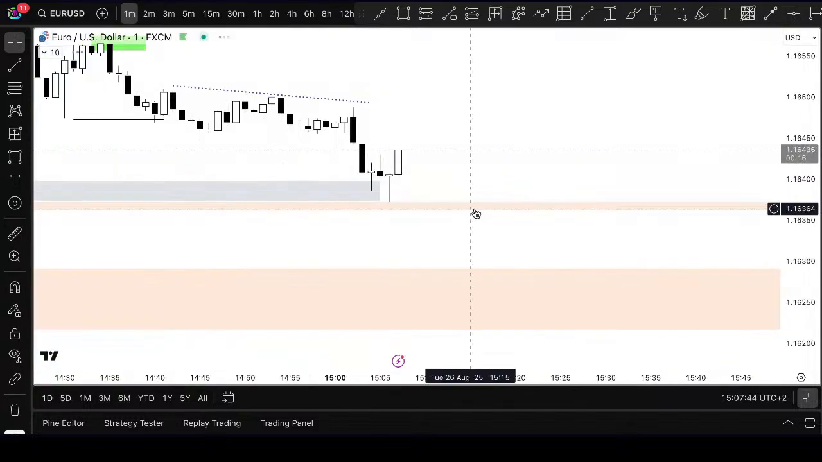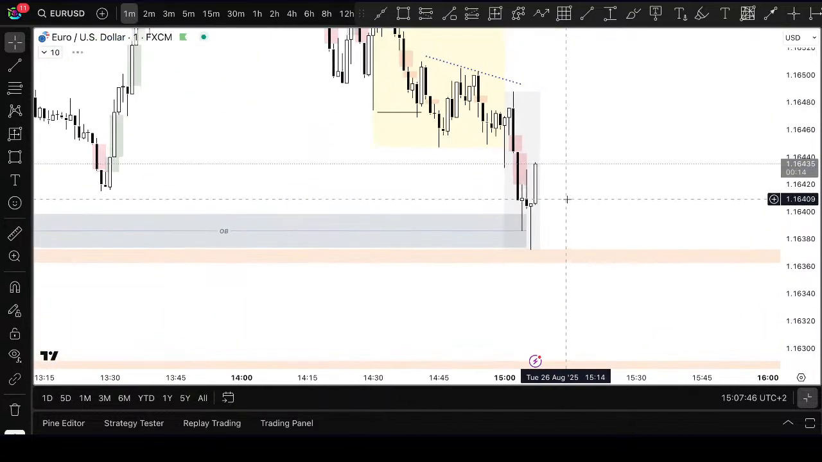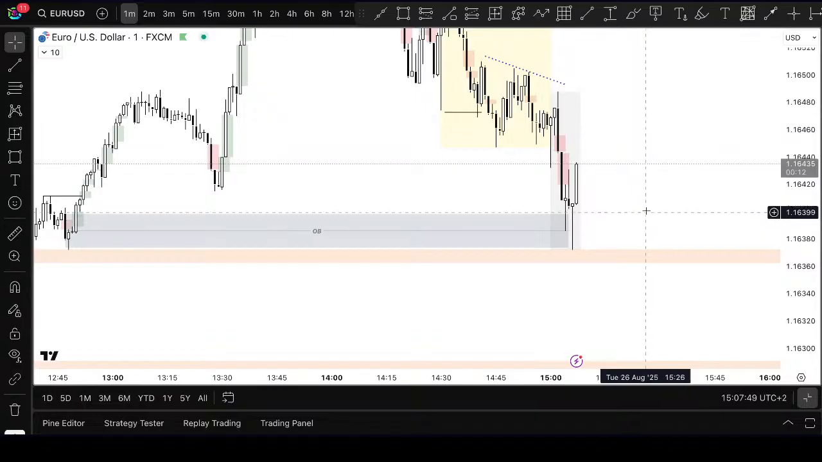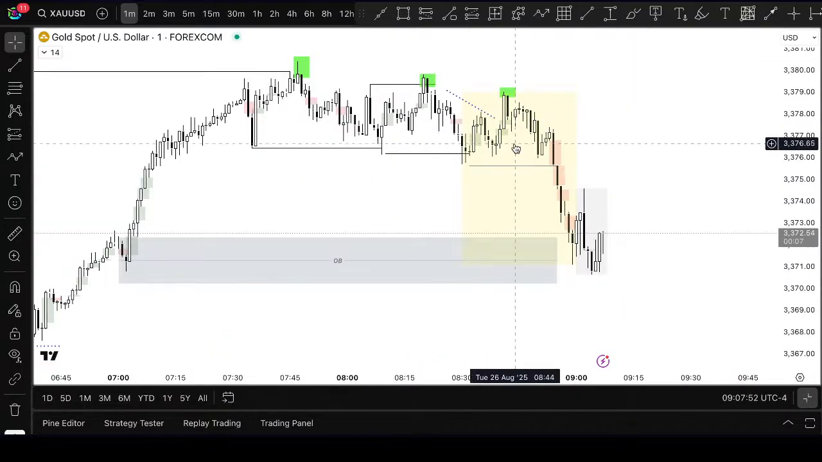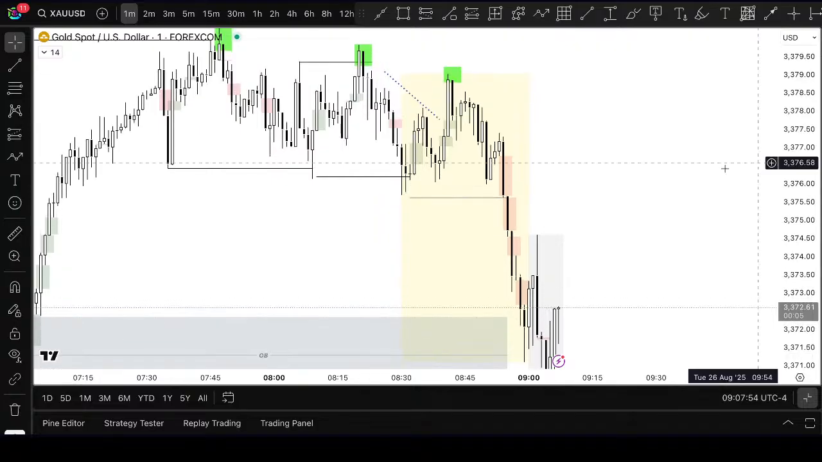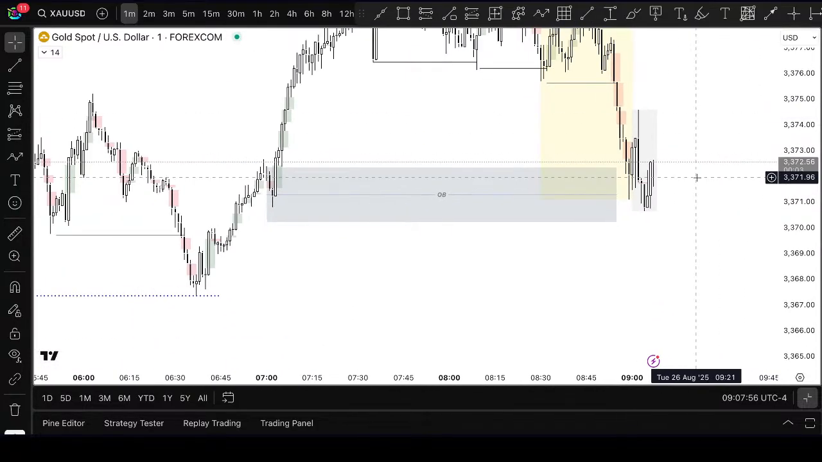Okay, I think the price touched here and it is getting respected by this FVG. We have the movement here. Now let's see what we have in the gold.